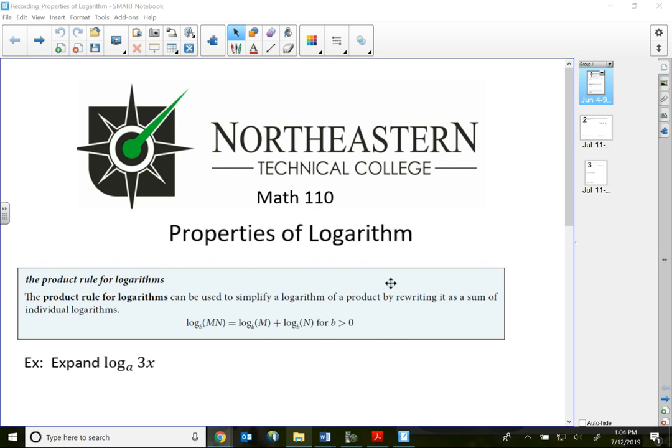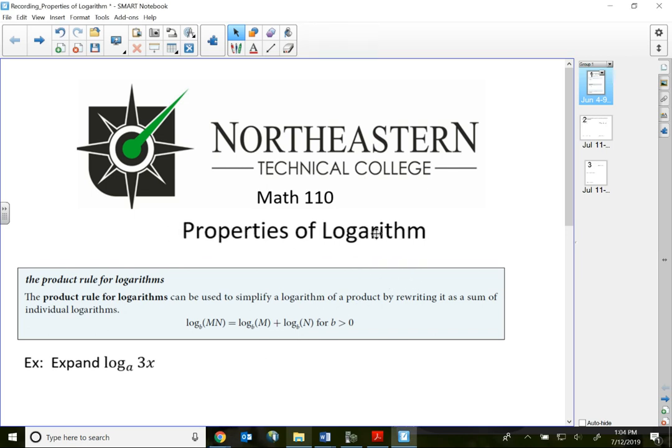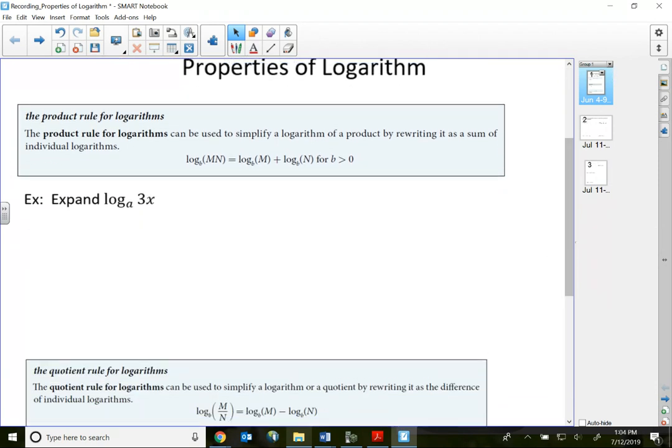In this lecture video, let's take a look at properties of logarithm. So in the previous video, I mentioned a little bit of properties, so I'm going to introduce three more here. The first one here is called the product rule for logarithm.